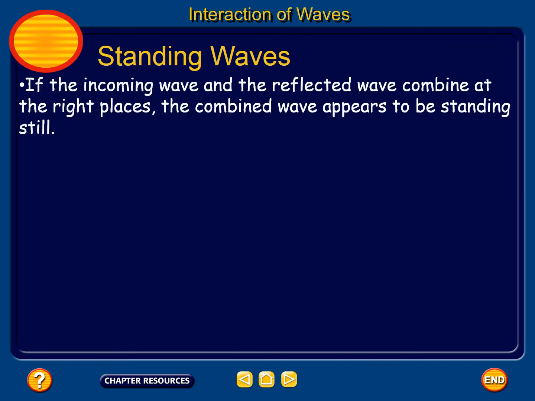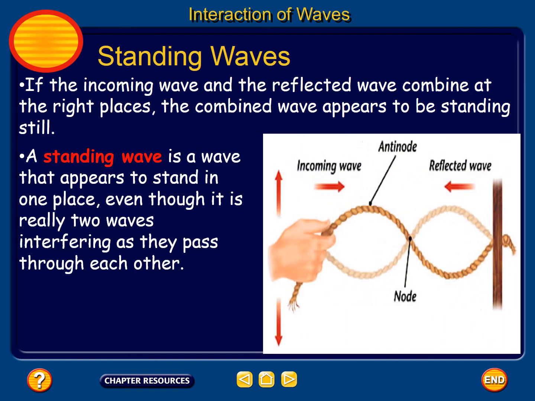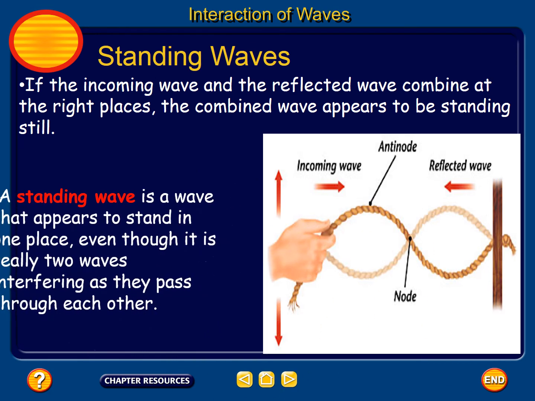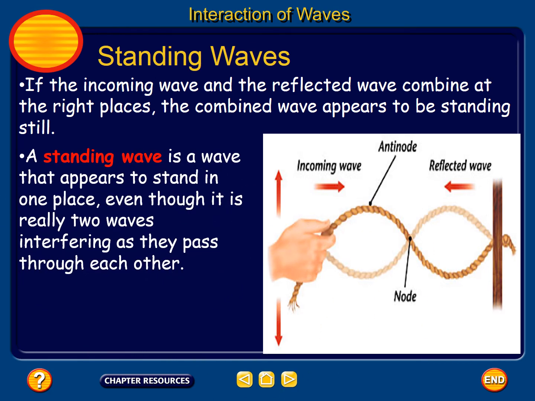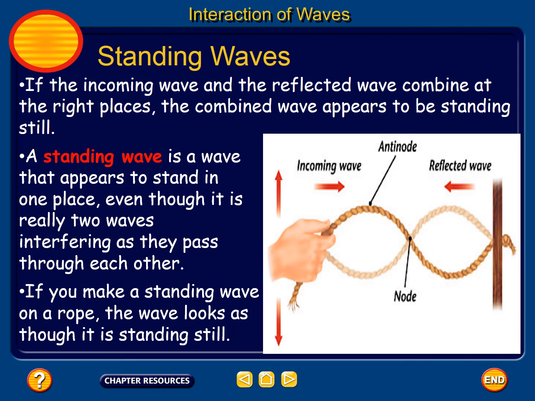If the incoming wave and the reflected wave combine at the right places, the combined wave appears to be standing still. A standing wave is a wave that appears to stand in one place even though it is really two waves interfering as they pass through each other. If you make a standing wave on a rope, the wave looks as though it is standing still.